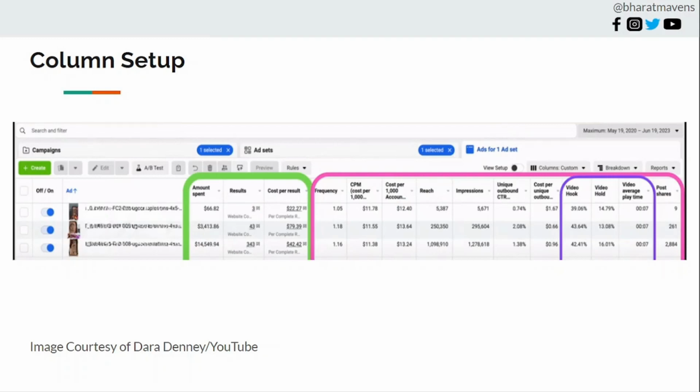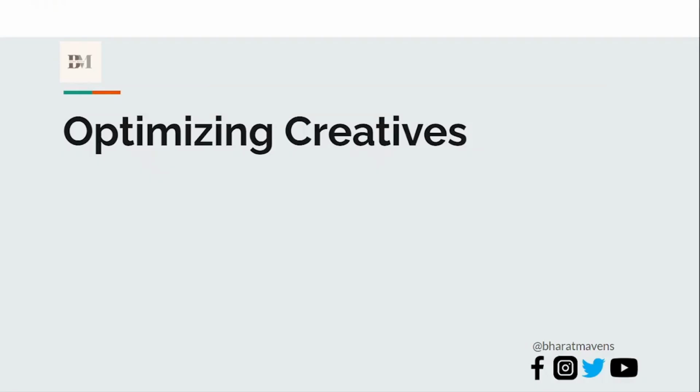What's a video hold? It's your 15-second video views by number of 3-second views. And video average playtime is the average playtime of the number of viewers who are viewing the video. Next, how to optimize this creative? You have seen this data, so how do you actually optimize this creative?